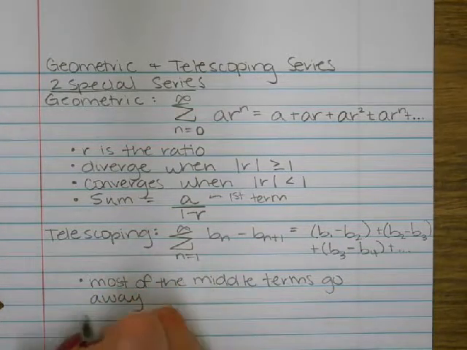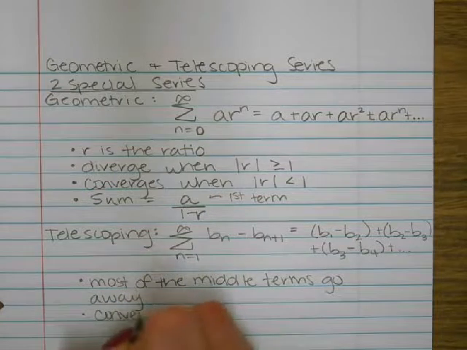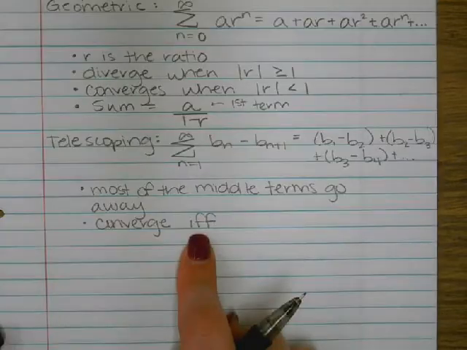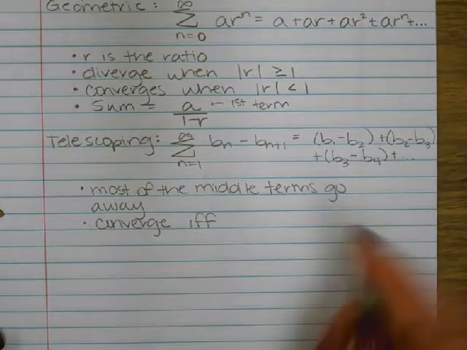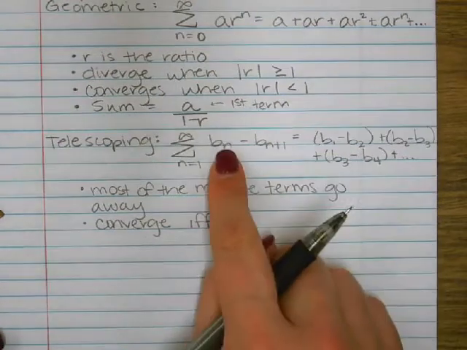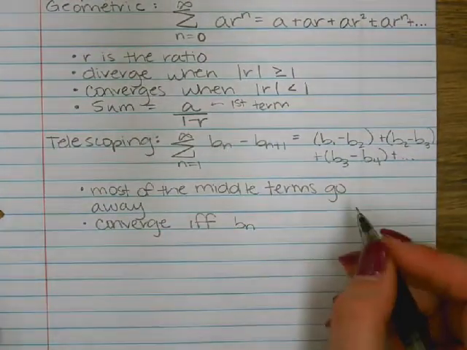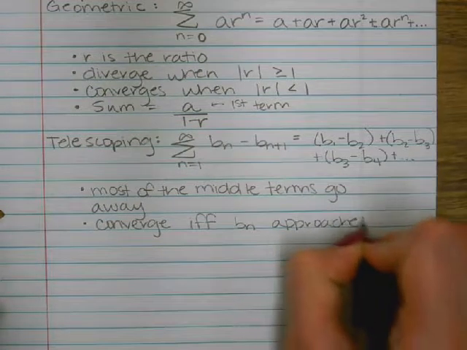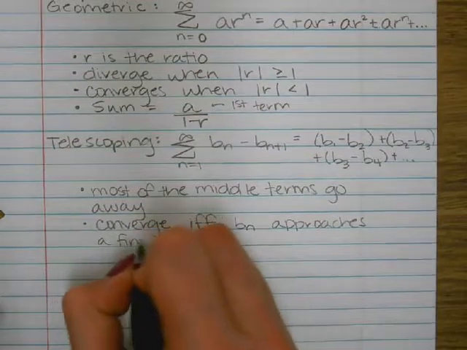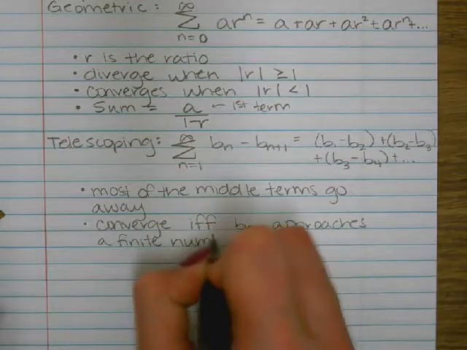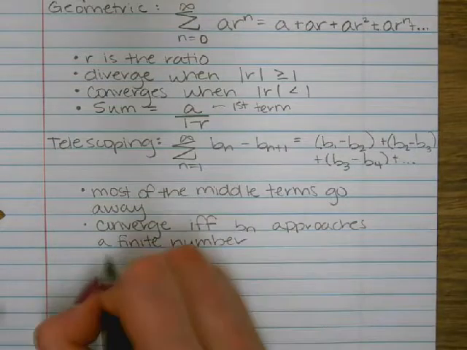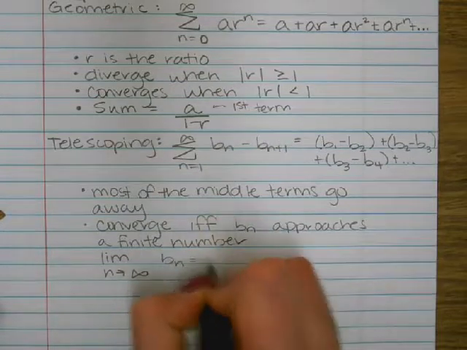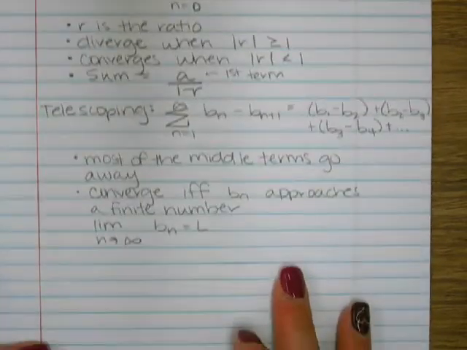And we're going to say this will converge if and only if, when they write the IFF in math, that's what they mean, if and only if B sub n, that first term right here, approaches a finite number. So that means that the limit as n goes to infinity of B sub n has to equal some sort of number.